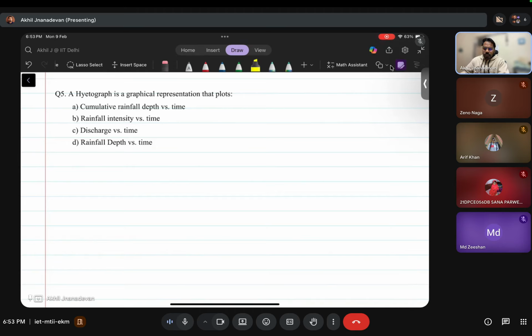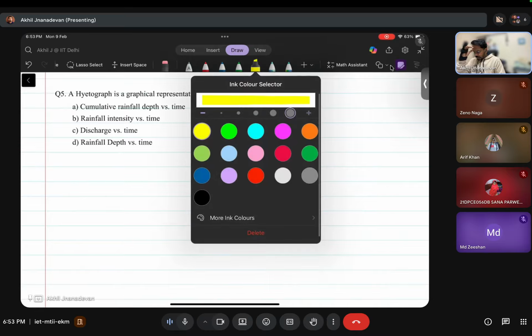And basically, what is a hyetograph? Isohyets we already saw. So what does an isohyet represent graphically? That is the question. Can anyone answer this?